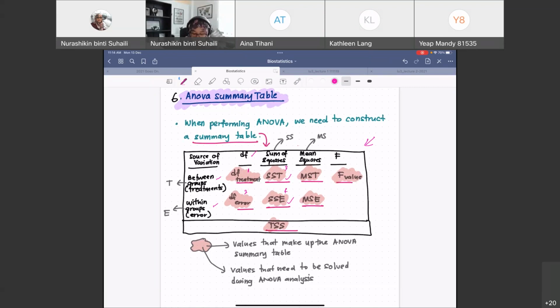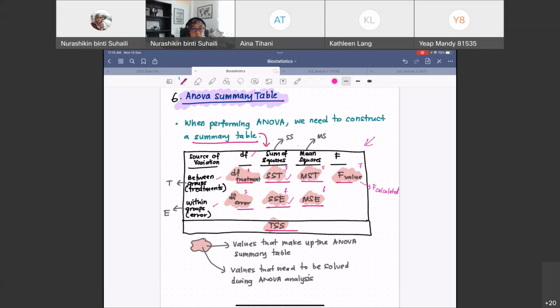The fourth column is mean squares. You have to find the mean squares of the treatment, which is denoted as MST, and the mean squares of the error, MSE. And the last one is the F value, which is also known as F calculated, because you calculate it.